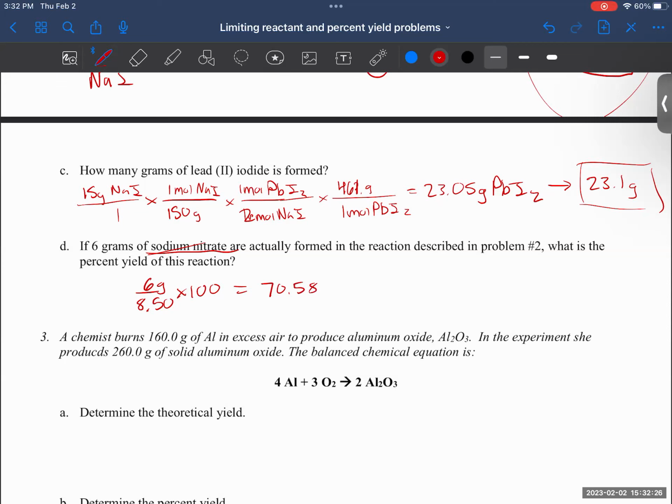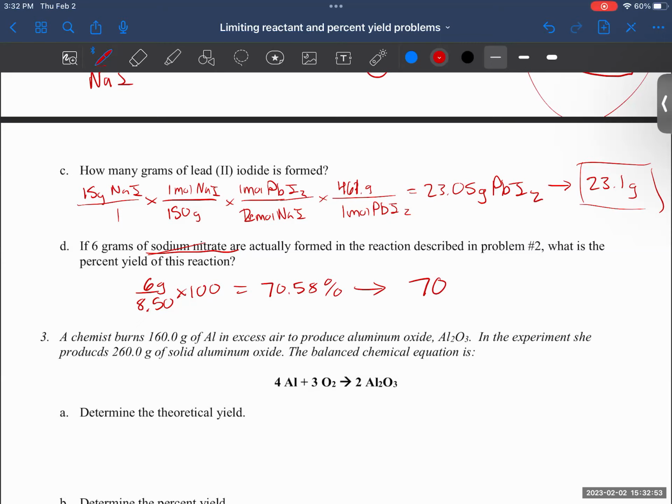How many sig figs here? Which one is it? 7? You said, yeah, it would be 70 with no decimal point, because if you add a decimal point, that makes it 2 sig figs, right? Exactly.